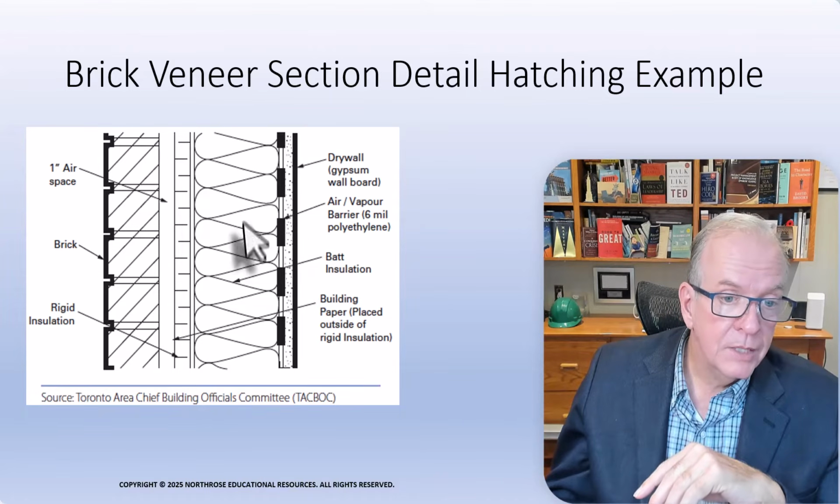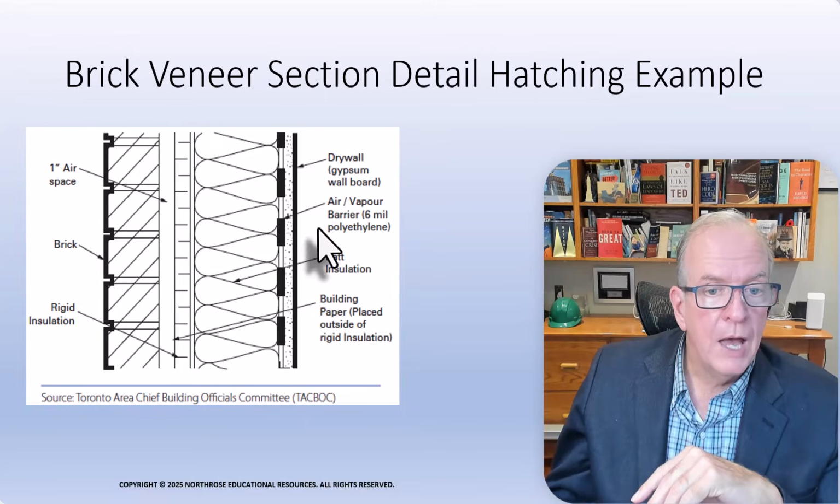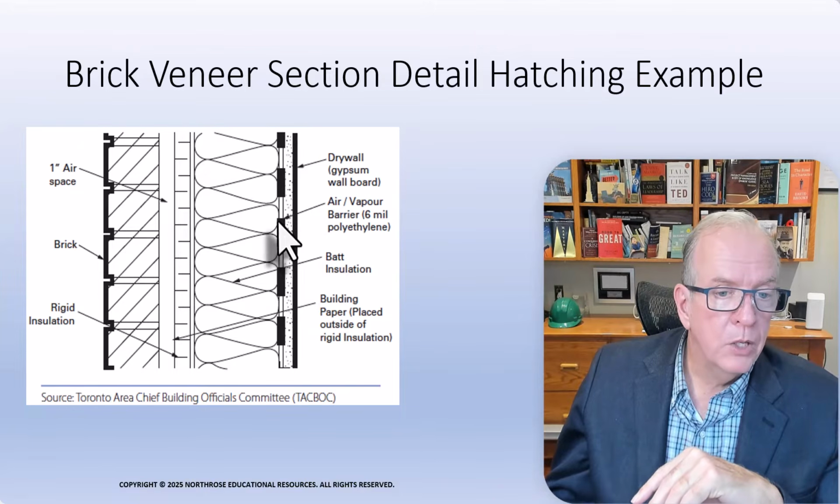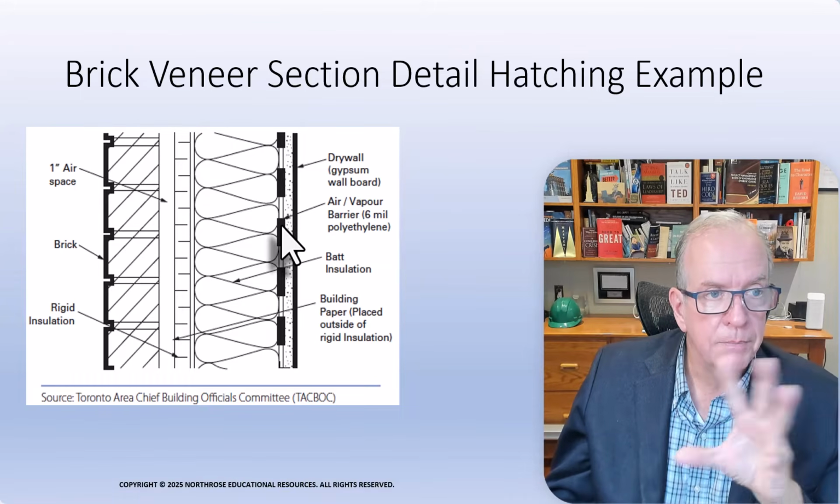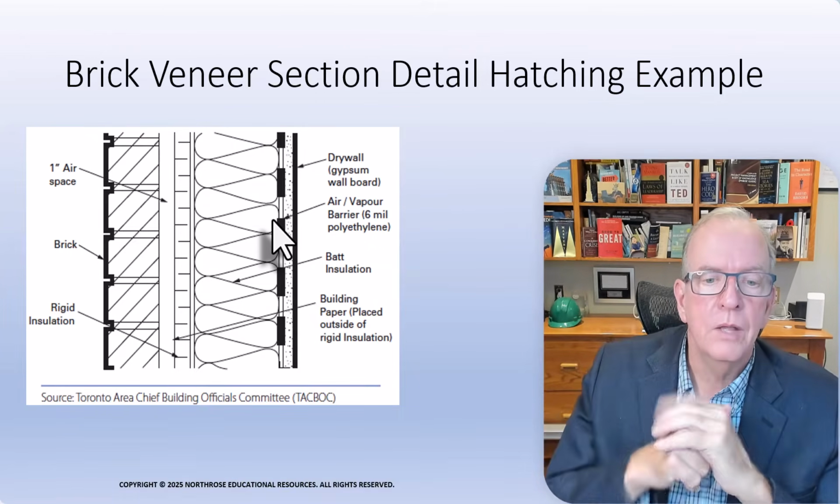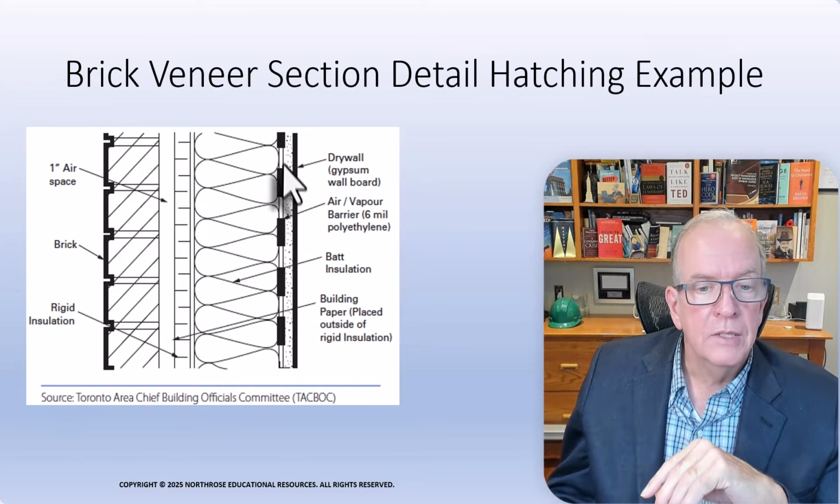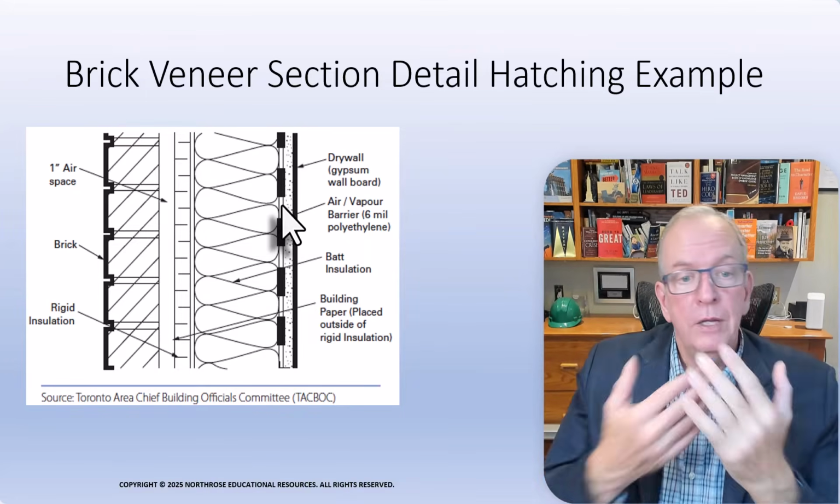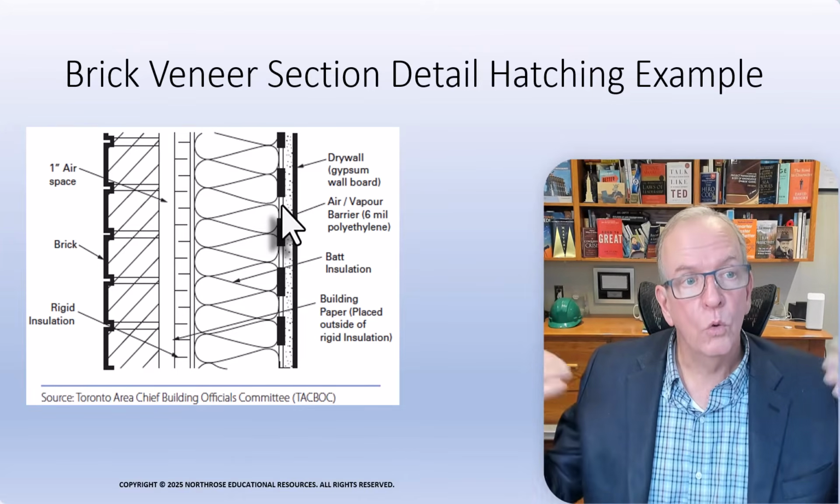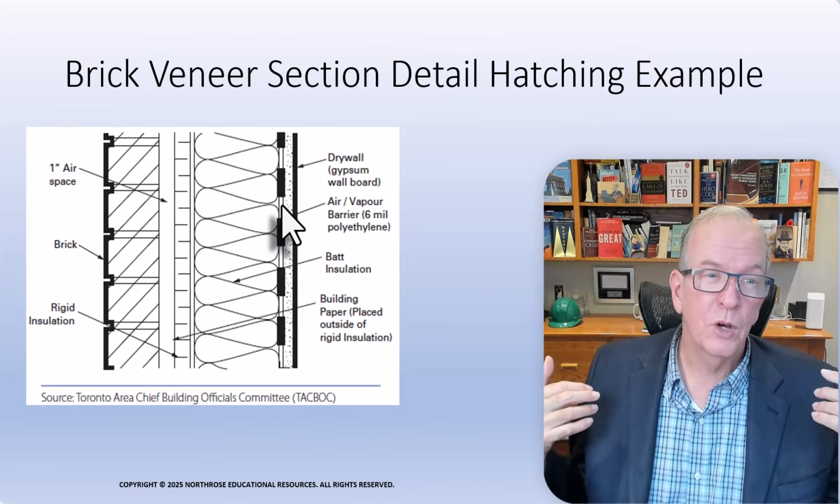And then this is showing batt insulation. That's the symbol. And then we have our air vapor barrier. We'll look at that when we talk about building science and the building envelope in another series. But generally that's a 6 mil polyethylene film that's put around the inside, the warm side of the wall. Now I'm talking from Toronto, Canada.